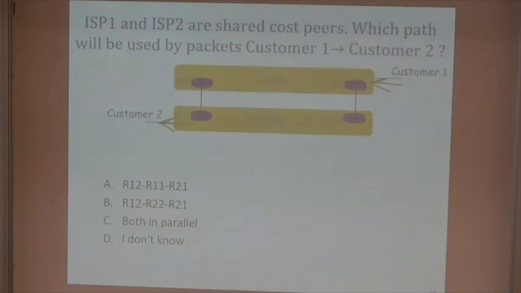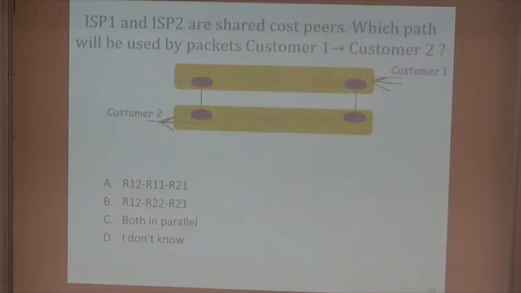Now, assume another case here. ISP1 and ISP2 are shared cost peers. That means that they accept all the advertisements for all the customers of each other, but they would probably refuse to serve as transit or otherwise. If we consider separately the path, which path will be used by packets from customer 1 to customer 2 in this case here, if we use the default settings of BGP?